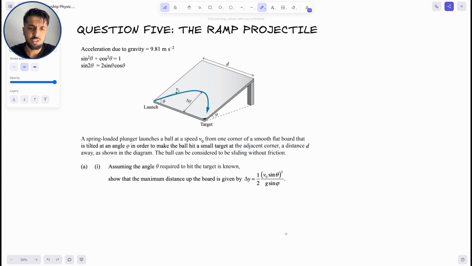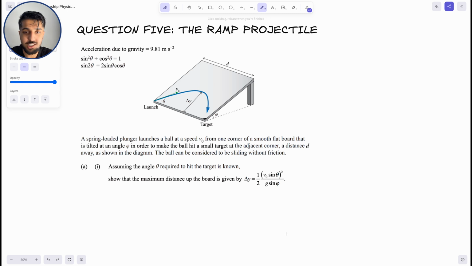A spring-loaded plunger launches a ball at speed v0 from the corner of a smooth flat board that is tilted by an angle phi, in order to make the ball hit a small target at the adjacent corner, at a distance d away, as shown in the diagram. The ball can be considered to be sliding without friction. Assuming the angle theta required to hit the target is known, show that the maximum distance up the board is given by that equation there.